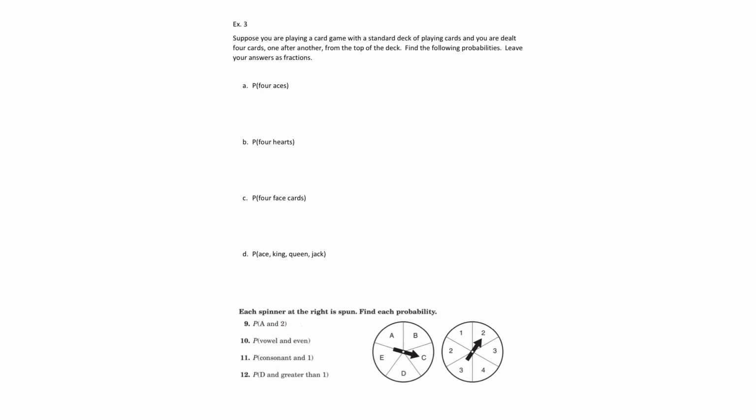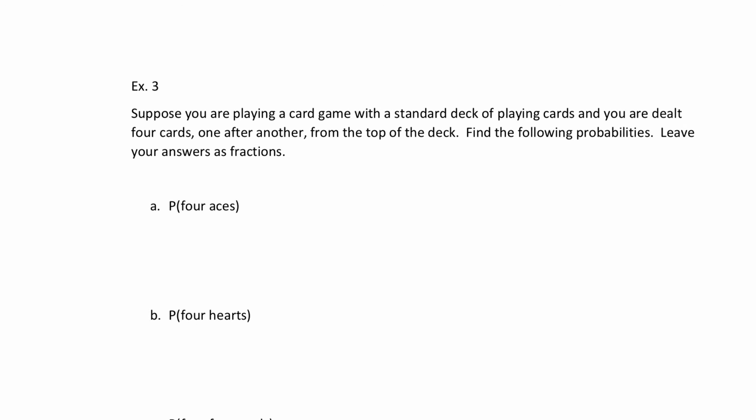So, let's flip it over here and think about this example. Suppose you're playing a card game with a standard deck of cards and you're dealt 4 cards one after another from the top of the deck. Find the following probabilities. Leave your answers as fractions. So you have a full deck of cards. You're dealt 4 cards. And obviously that implies once you get 1 card, you're not giving that card back. You're given a card, you keep that card. Within this, is this an example of independent or dependent? Dependent. This is definitely dependent stuff going on here.